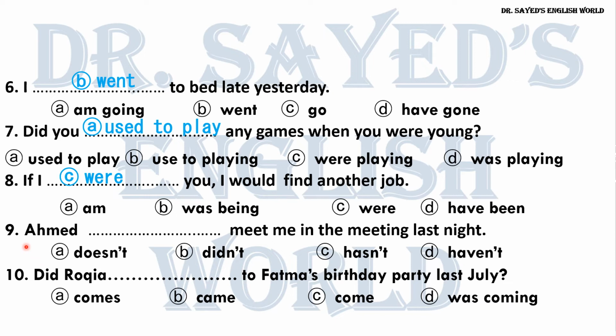Ahmed meet me in the meeting last night. Ahmed doesn't, didn't, hasn't, haven't. Of course the right answer is Ahmed didn't meet me. Did Ruqayya to Fatma's birthday party last July? So did Ruqayya comes, came, come, was coming, and the right answer is did Ruqayya come?